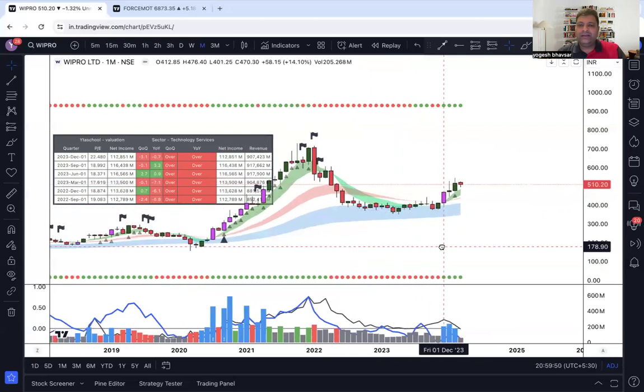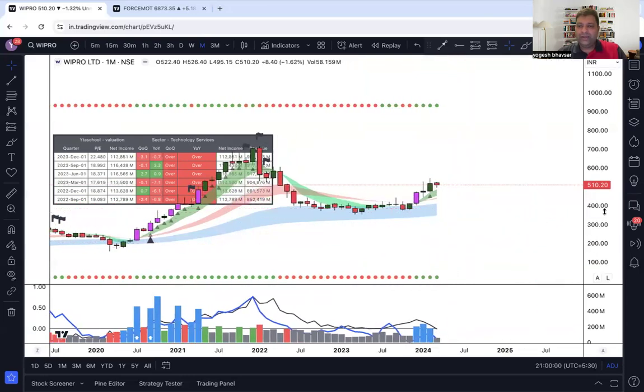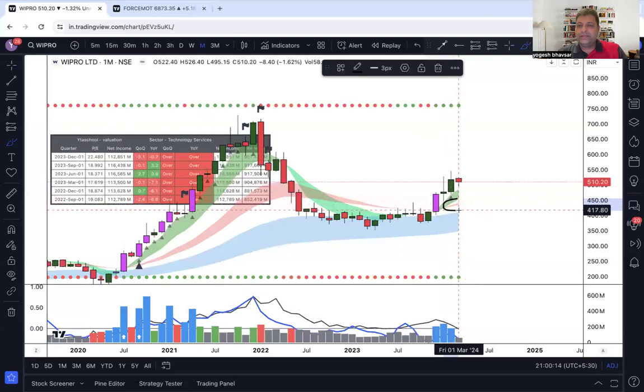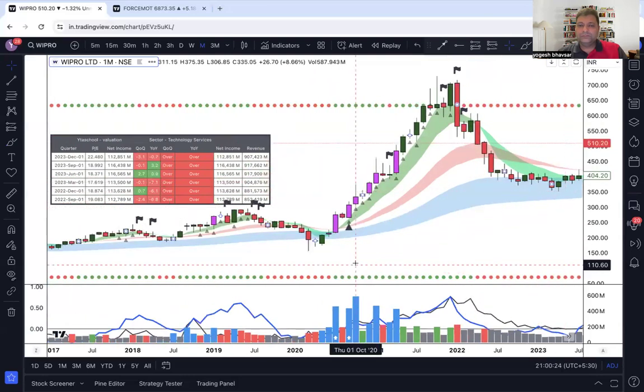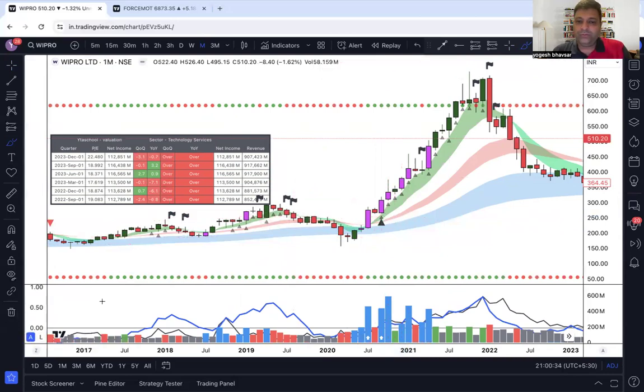Now, what you have to see is that over here the red cloud is above the blue cloud. And if you see very clearly, over here there is a gap between the red and the green. This kind of gap is very important. We need gaps like this between the clouds. In this area, there was a white-colored gap in between, which shows that the trend is very strong. There could be a pullback on the lower side.